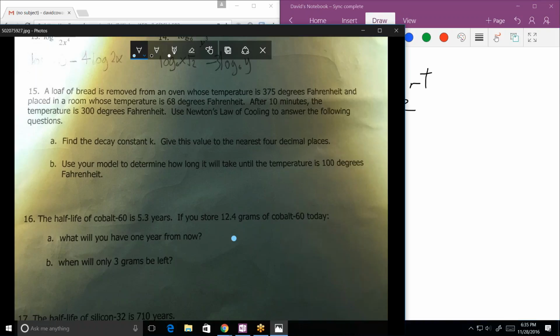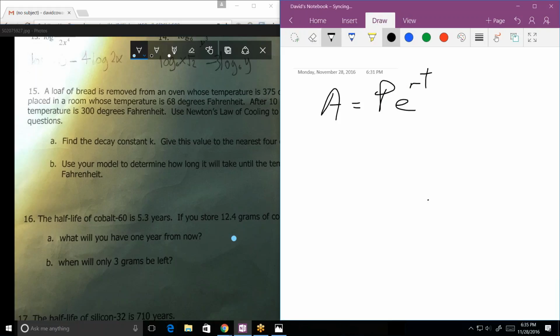So they say if you store 12.4 grams of cobalt today, what will it be 1 year from now? Well, you know how much you start with, but you don't know R. And you know T, but you don't know R. So you've got to do some additional work here before we can figure out the answer to A.